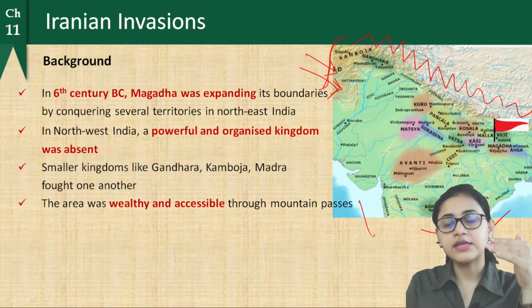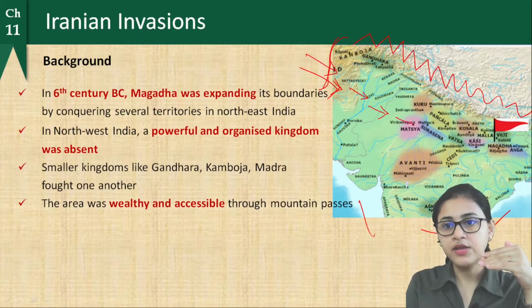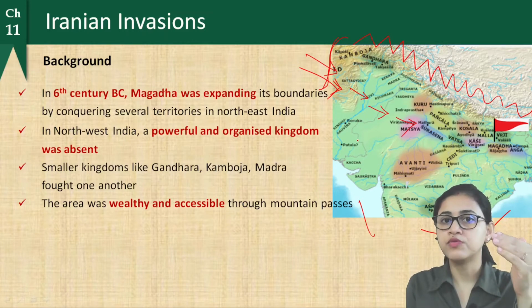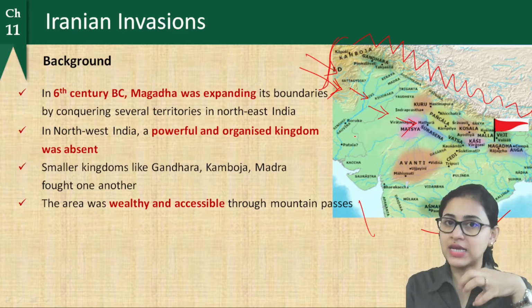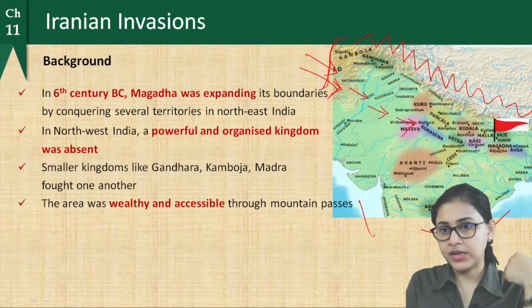Now, when we come to the later Vedic period, the Aryans started slowly moving eastwards, right? From the northwestern part, now they slowly move eastwards. And now, they have settled or occupied the Gangetic plains, right? They have occupied the Gangetic plains.